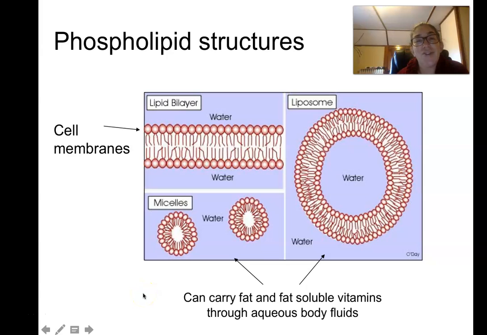So these are some of the different structures that phospholipids can make. They can make micelles. They tend to make larger structures called liposomes, but either way, both of these structures can transport fats. And then the most important structure that they make is that phospholipid bilayer. And our cell membranes are basically entirely surrounded by that. So our cells are basically giant liposomes. They're just giant spheres that are made up of a phospholipid bilayer surface structure.